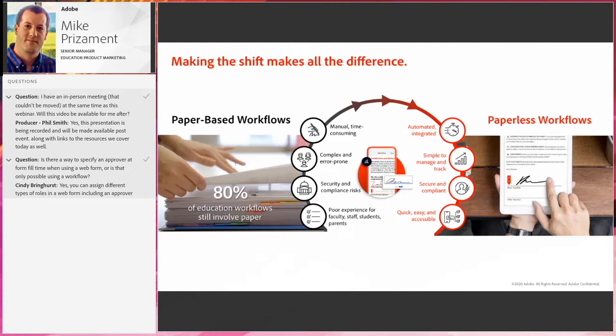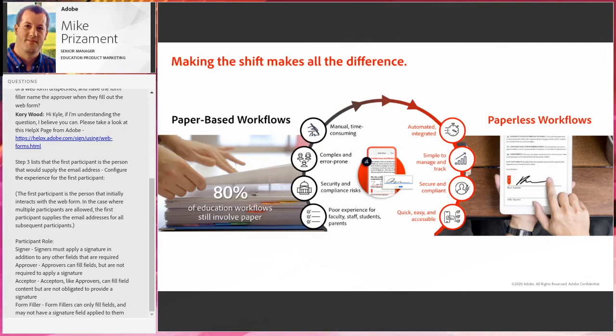So to look at the before and after of what a paper-based workflow looks like compared to a paperless workflow world, there are really four major sticking points of why paper is so bad in terms of the educational experience. It's manual and time-consuming, complex and error-prone. When it's error-prone and complex, that just means there are a lot more security and compliance risks. And then, as I mentioned on the previous slide, it's just a poor experience overall for anybody involved, having to fill out a paper form nowadays when everything should be digital.